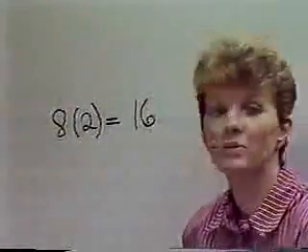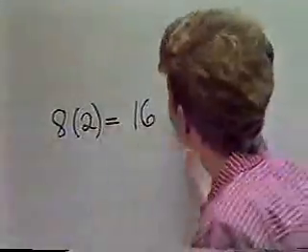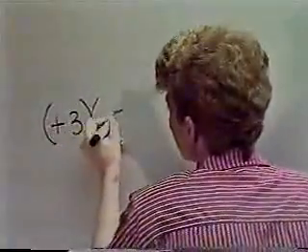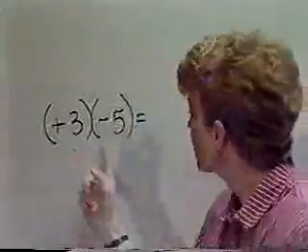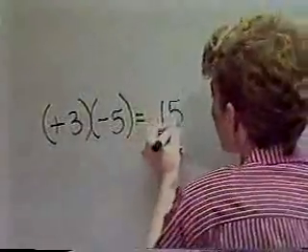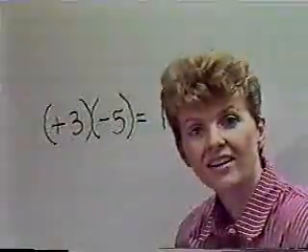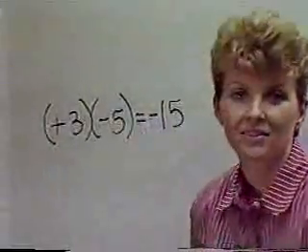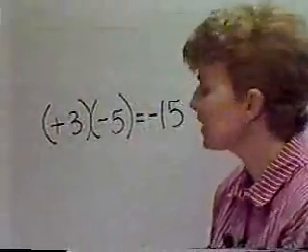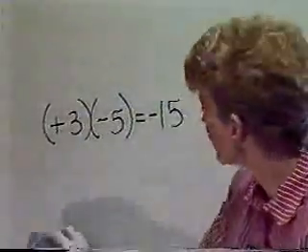8 times 2 is, of course, 16. What about a positive 3 times a negative 5? 3 times 5 is 15. Opposite signs, so the product is negative. All right, let's multiply 3 numbers together, and let's see how you do.